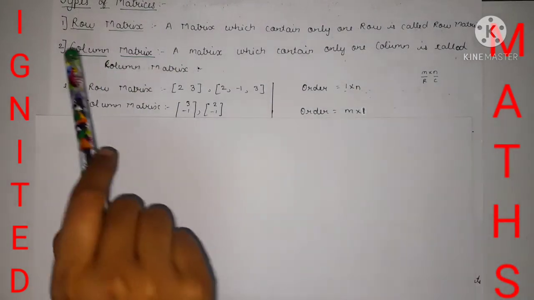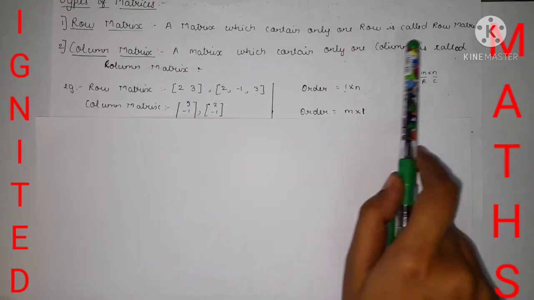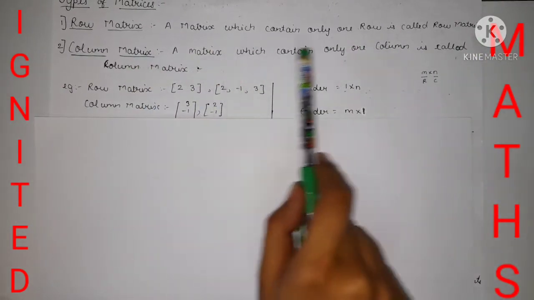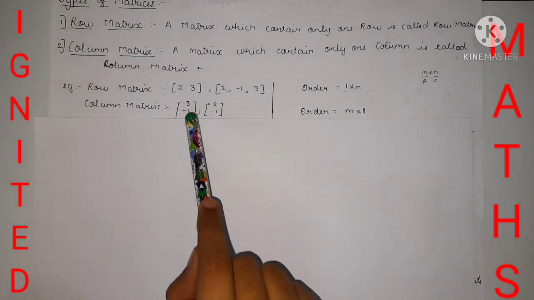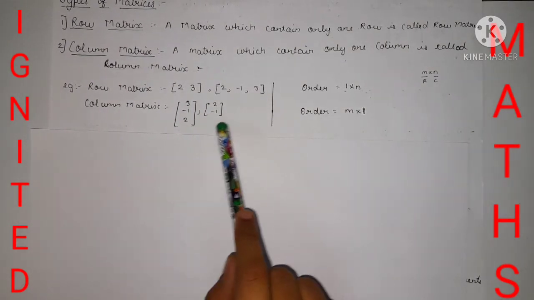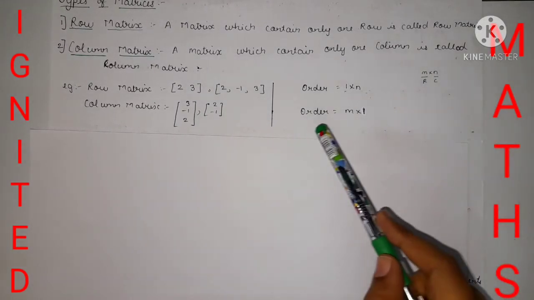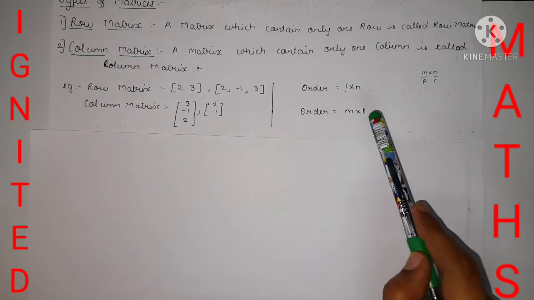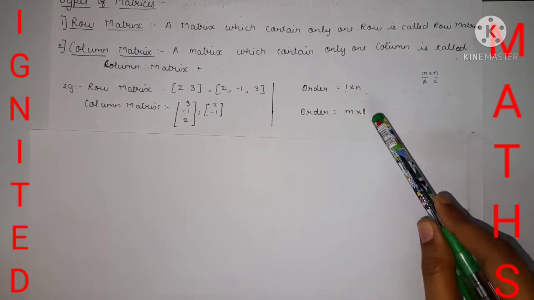Now the next type, the column matrix. A matrix which contains only one column is called a column matrix. Only one column means only one vertical line within the matrix bracket. You can see the column is only one, so it is called a column matrix. The order of the column matrix will be m cross 1. Why? Because m determines the rows and 1 determines the column.